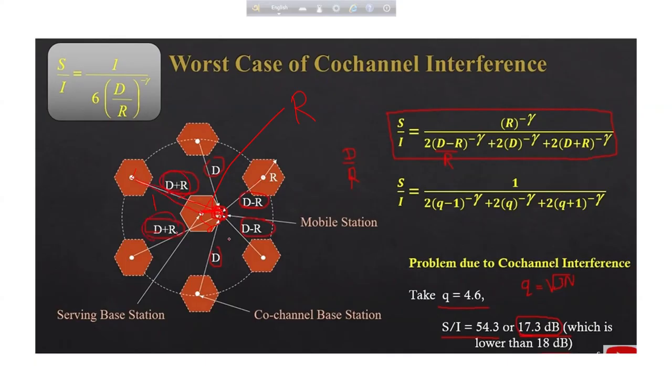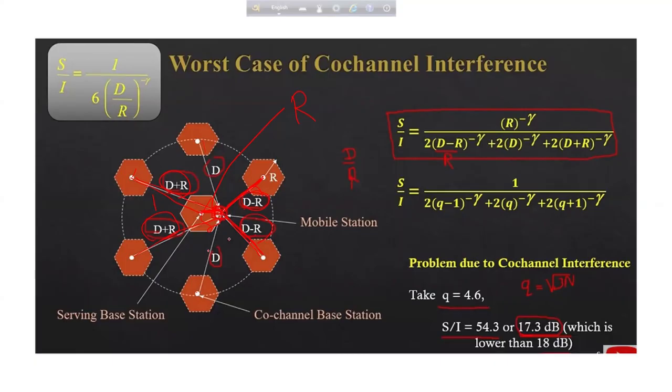So this distance is also D plus R. This distance can be written like D, and this distance can be written like D. And this distance can be written like D minus R. As this point is moving toward this cell, this distance is reduced, right? So this can be written like D minus R. This distance is also reduced, so this can be written like D minus R. So we have a total of 6 distances: 2 distances are D plus R, 2 distances are D, and 2 distances are D minus R.